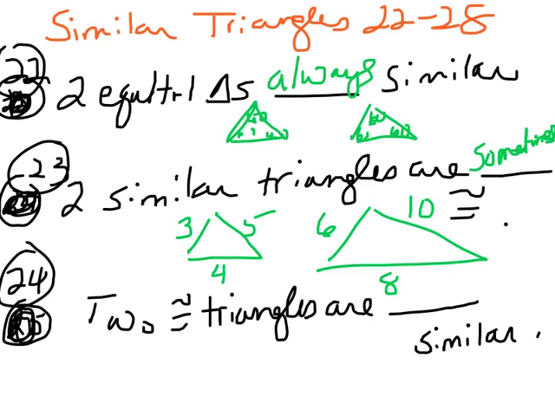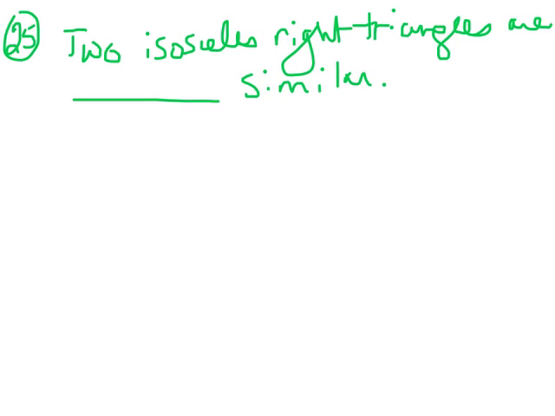Okay, so now let's look at number 24. Two congruent triangles are always similar. The thing about congruent triangles is they're going to have angles that are congruent. And if you've got all the angles congruent, then those will also be similar. Okay, so let's look at this one.